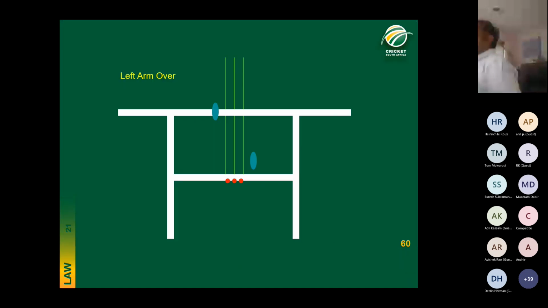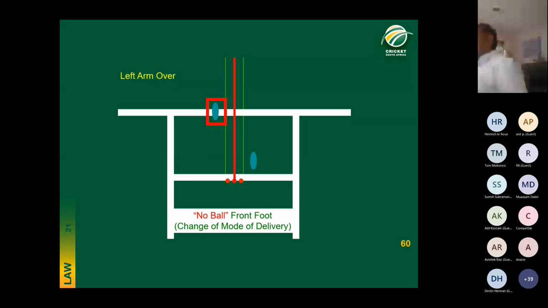Earlier I mentioned that it's also a no ball, and just visualize this. This is the left arm bowler bowling over the wicket, and the bowler puts his front foot over the imaginary line from middle stump to middle stump. If this is the case, you need to call no ball. And why? The law sees this as a change of mode of delivery.